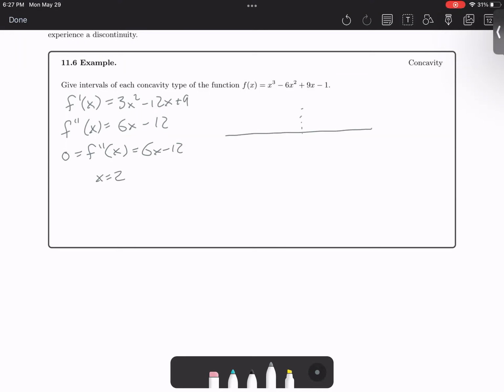Let's construct a sign chart and look at the value x is equal to 2 and give ourselves test points in each of these intervals and see what the value of the second derivative implies about the original function.